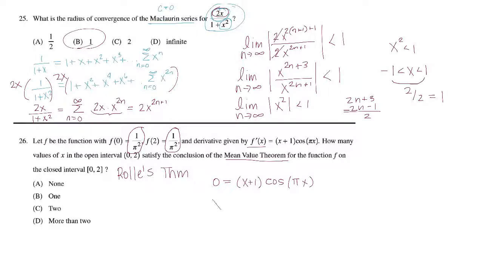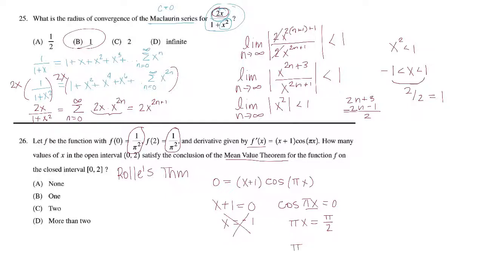All right, so this is really in factored form already. So x plus 1 equals 0, cosine of pi x equals 0. Now they're being a little tricky because here you get x is -1, but -1 is not inside that interval. Also, cosine of pi x equals 0. So let's think about where cosine is 0. Cosine is 0 at pi over 2 and at 3 pi over 2.